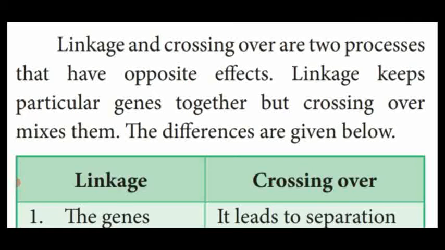So linkage and crossing over are the 2 important processes of chromosomes, and these two processes have opposite effects. Linkage keeps the particular gene characters together, but crossing over mixes the gene characters. Linkage means the genes having the original character remain the same, just as they are. But in crossing over, the genes get mixed characteristics in the future. So these two processes are said to have opposite effects.